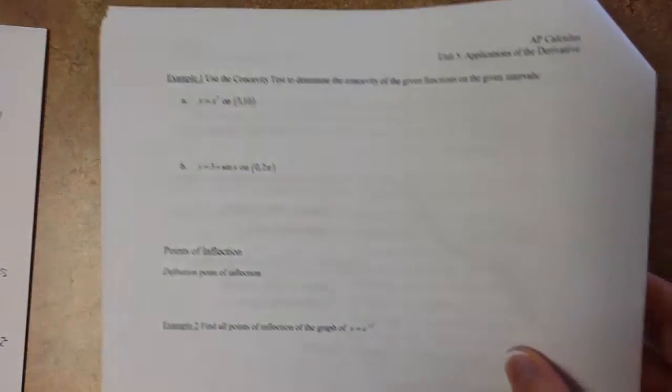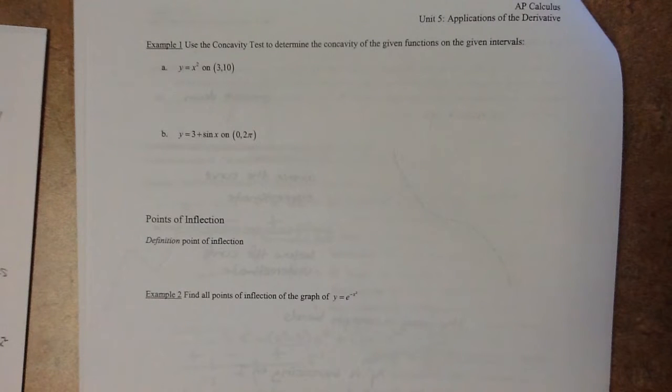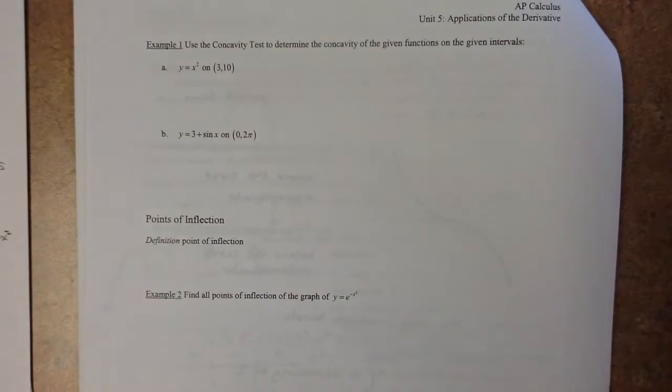Look at a couple of samples here. Use the concavity test to determine the concavity of given functions on the given intervals. So we want to know, when is a function concave up? When is a function concave down? Because as you can see from the graph that we were looking at on the previous page, it's not always one concavity. A lot of times you'll switch concavity, just like graphs switch from increasing to decreasing. So x squared on the interval from 3 to 10.